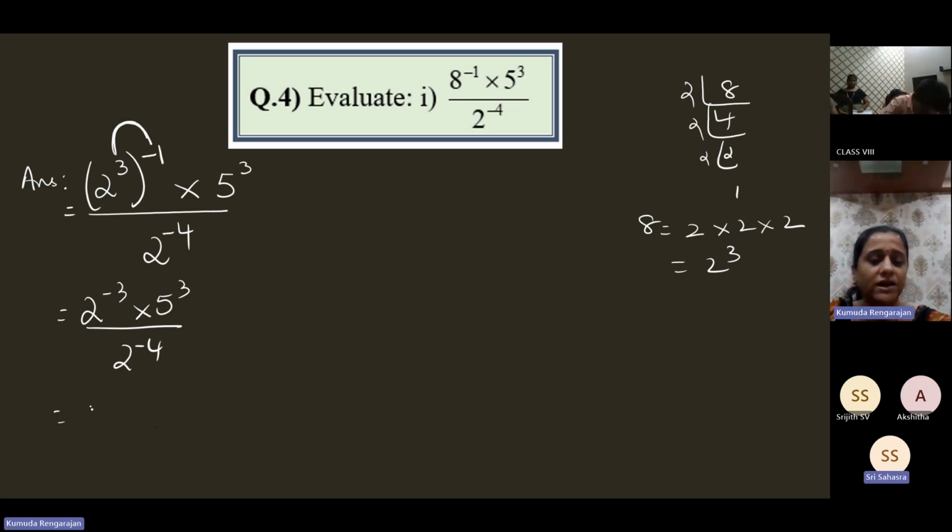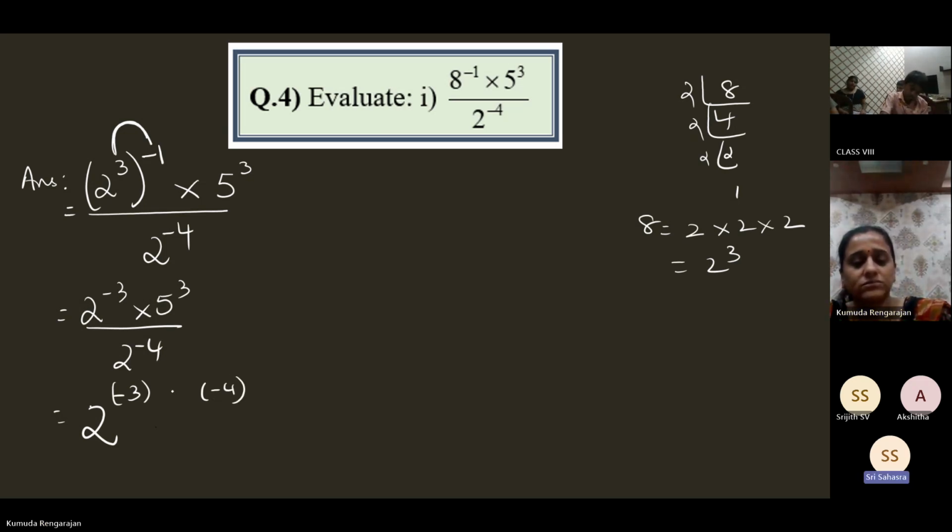So write the common base 2. What are the powers you see? Minus 3 and minus 4. And what should you do, add or subtract? Subtract, because it's division. Because one is in the numerator, the other is in the denominator.